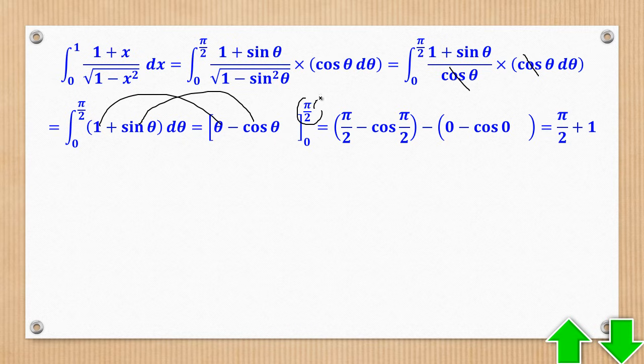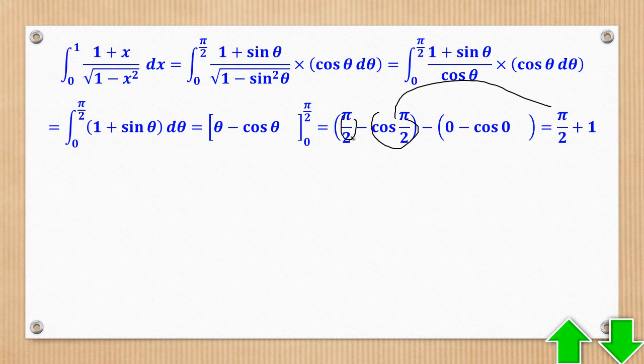Substitute the upper limit, you come up with this bracket. Lower limit, you come up with this bracket. And using a calculator, you come up with this as the answer. Because cos 90 is 0, so it is this minus 0, which gives you just that. Here cos 0 is 1, so negative of negative 1 gives you positive 1.